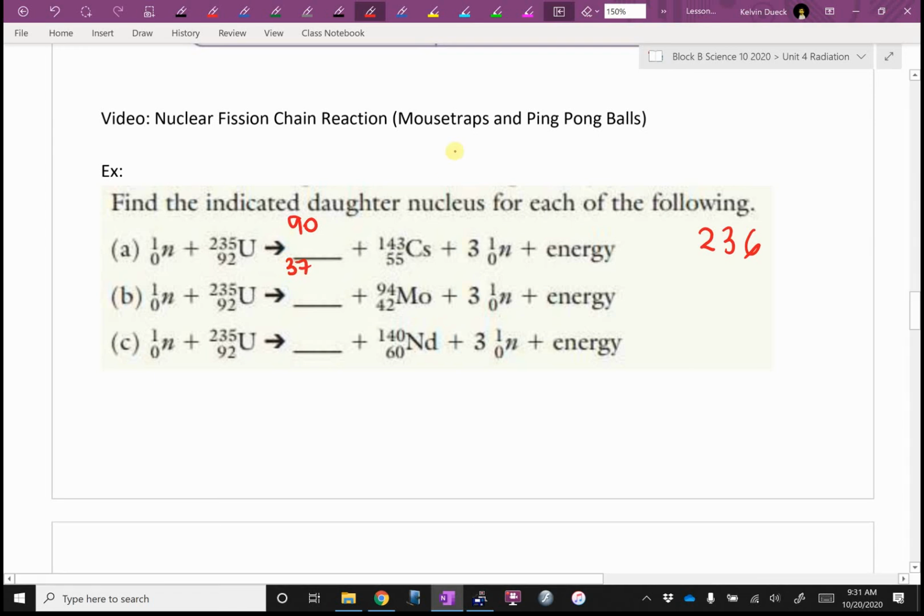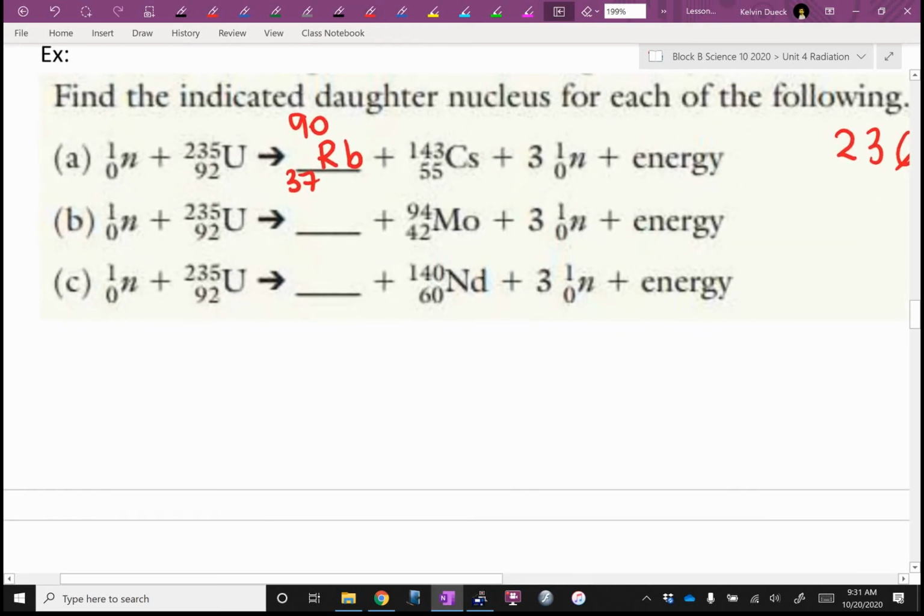Now I need to figure out what the mystery element is. It's element number 37 on your periodic table. Which is what? Sorry? RB? So this is how you can figure out a nuclear reaction equation. It's a bit of detective work. It's a bit of calculator work. But again, you can get there by either adding or subtracting, depending on what they want you to find.